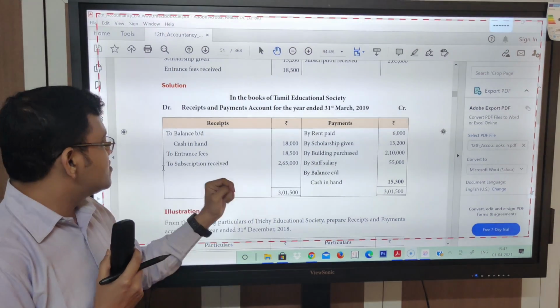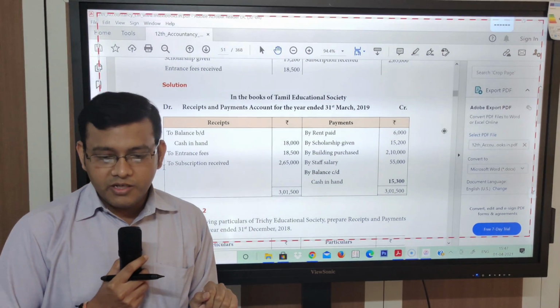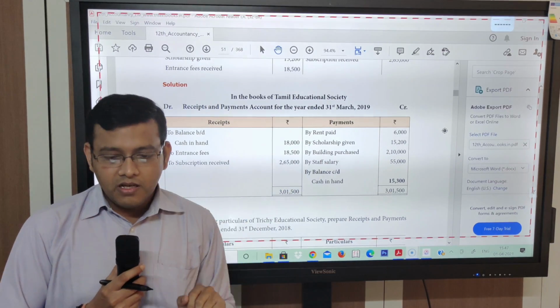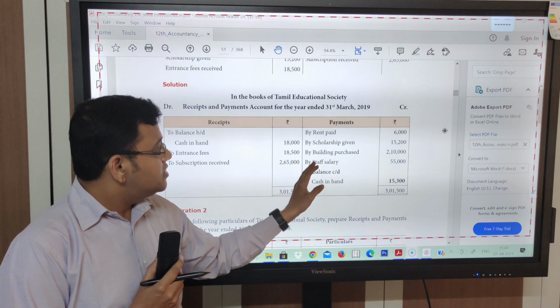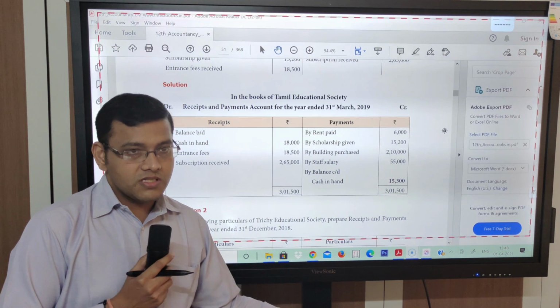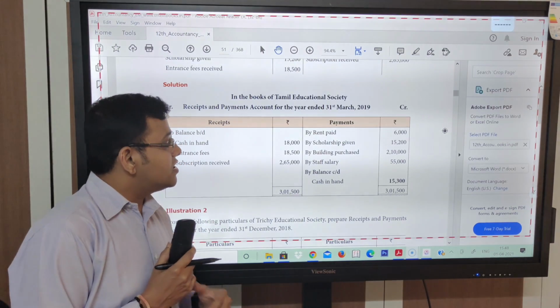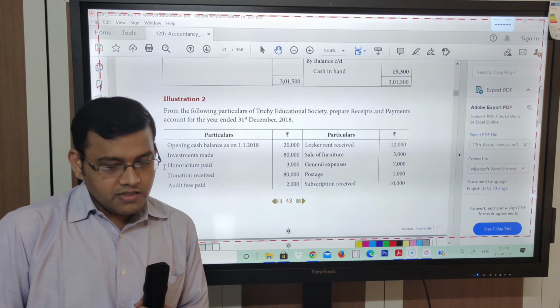So the opening balance over here is going to be 18,000. Whatever payments were made during the year, for example, the rent paid, the scholarship given, the building purchased, the staff salary 55,000, and the entrance fee received, which is 18,500, and subscription received 2,65,000. So we are going to take all of this, and we get the closing balance of cash in hand as 15,300. So let's get into the second illustration.